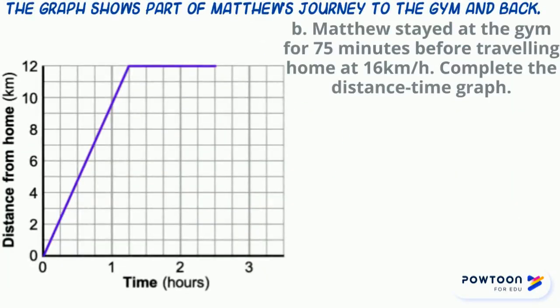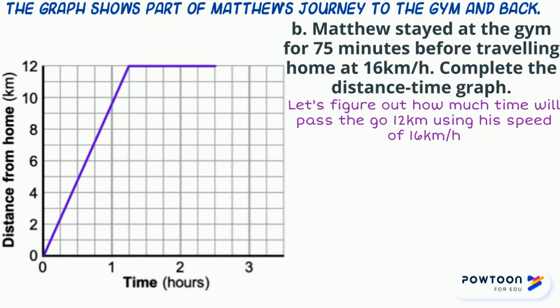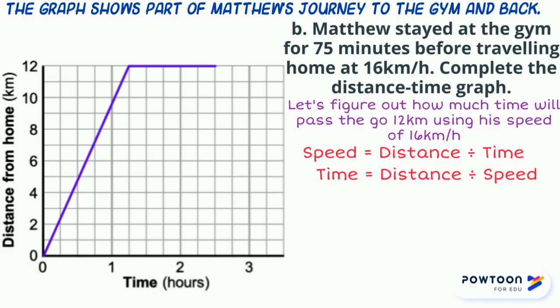In part B, we're actually looking at completing the distance time graph. We're told that he stays at the gym for 75 minutes, which is actually already shown by that horizontal line. And then he's traveling home at 16 kilometers per hour. We want to complete this diagram. We actually have to first figure out how much time will pass in his journey home. We know that speed is the same thing as distance divided by time, so we can actually rearrange that to make time equal to distance divided by speed.